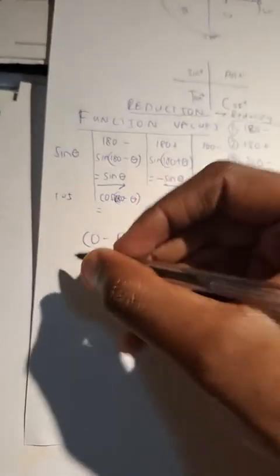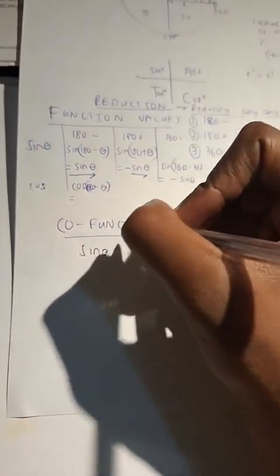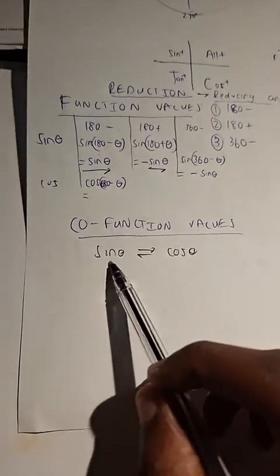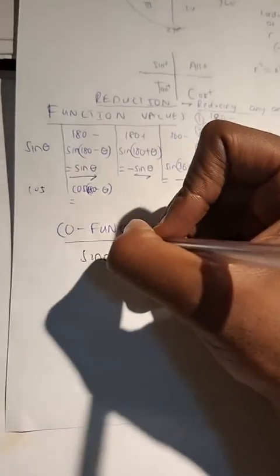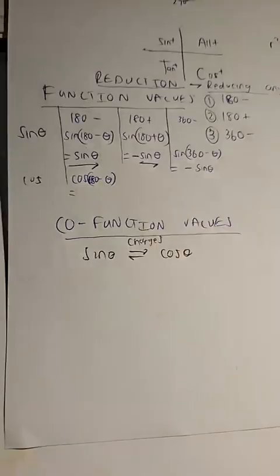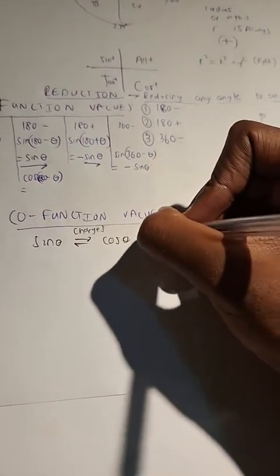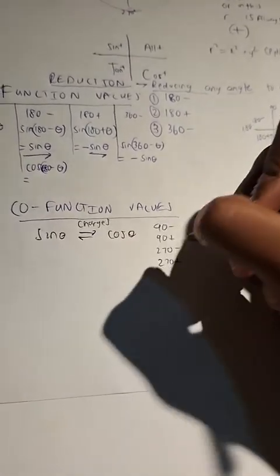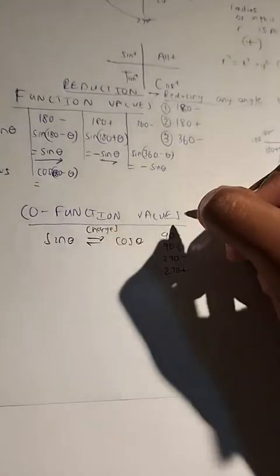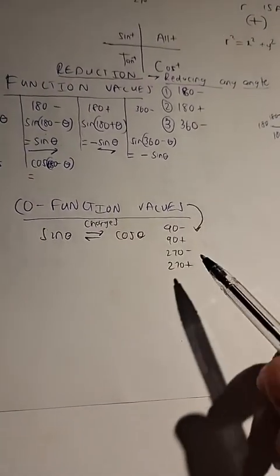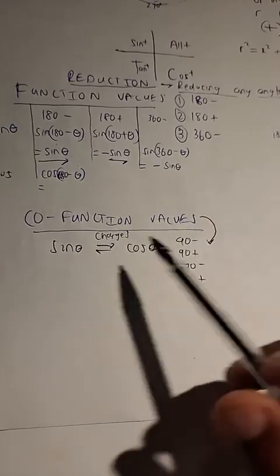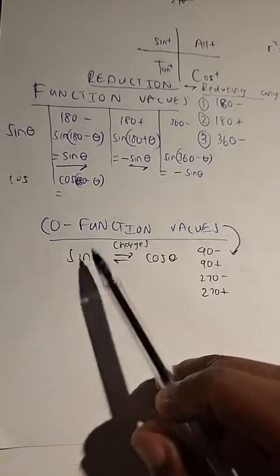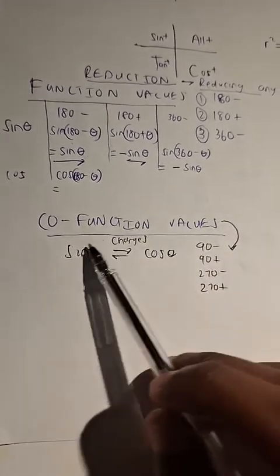So now we're going to look at cofunction values, and cofunction values are special in that with cofunction values, sine theta changes to cos, and cos changes to sine. By cofunction values, I mean 90 minus, 90 plus, 270 minus, and 270 plus. Guys, these are what we refer to as our co-ratios or cofunction values. They lead to a change in sine to cos or cos to sine. They are the only function values that lead to a change in trig ratio.